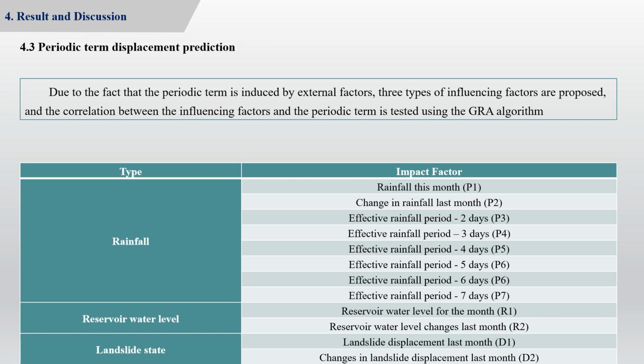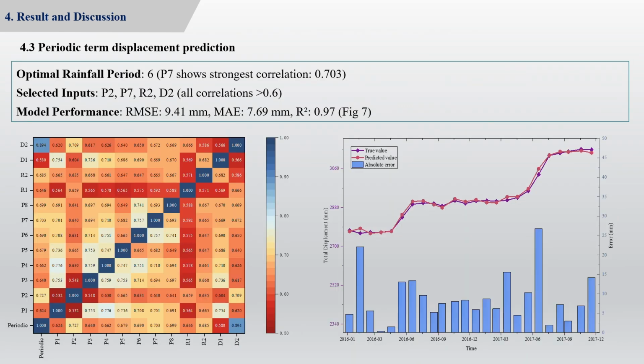We categorized external influencing factors into 3 groups: rainfall, reservoir water level, and landslide status. A total of 11 candidate variables are selected. GRA is used to quantify their correlation with the periodic displacement, helping select high-quality input features. GRA results identify P7, effective rainfall with a lag of 6 months, as the most relevant variable.